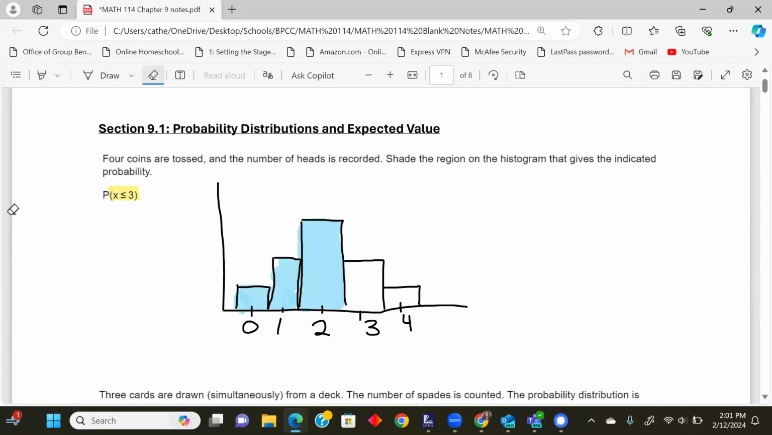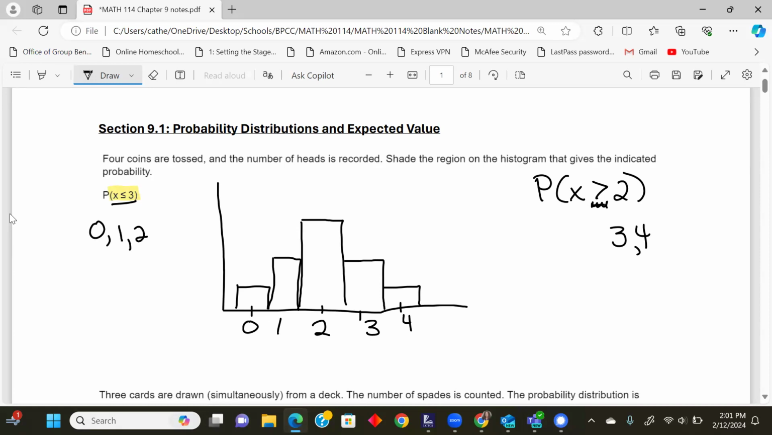So let me see if we can do another. I'm just going to pull one up here. Let's say the probability that X is greater than 2. So more than 2 heads. It doesn't have a line underneath the inequality, so it's greater than 2. So that's going to be 3 and 4. Whereas this one, X is less than or equal to. The line underneath the inequality means equal to. So that's 0, 1, 2, or 3 heads.